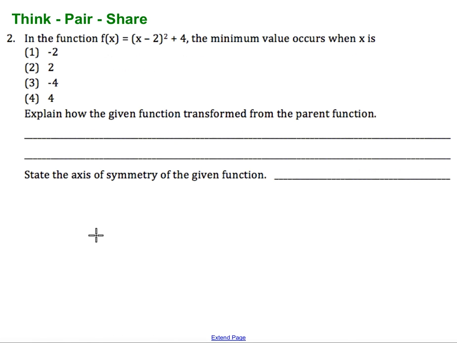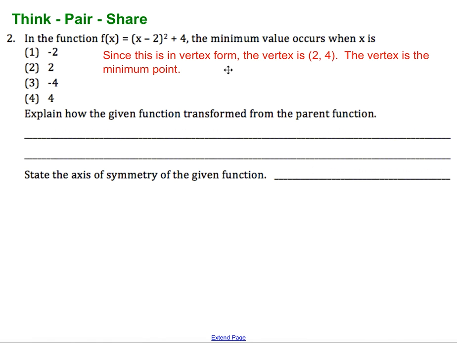And lastly, we have this question. If the function f of x equals (x minus 2) squared plus 4, the minimum value occurs when x is. So minimum value, when you see that, you have to think vertex. And if you look at this equation, it is in vertex form. But let's say in June you forget all of this. One thing you can do is you can graph it and take a look at the graph.